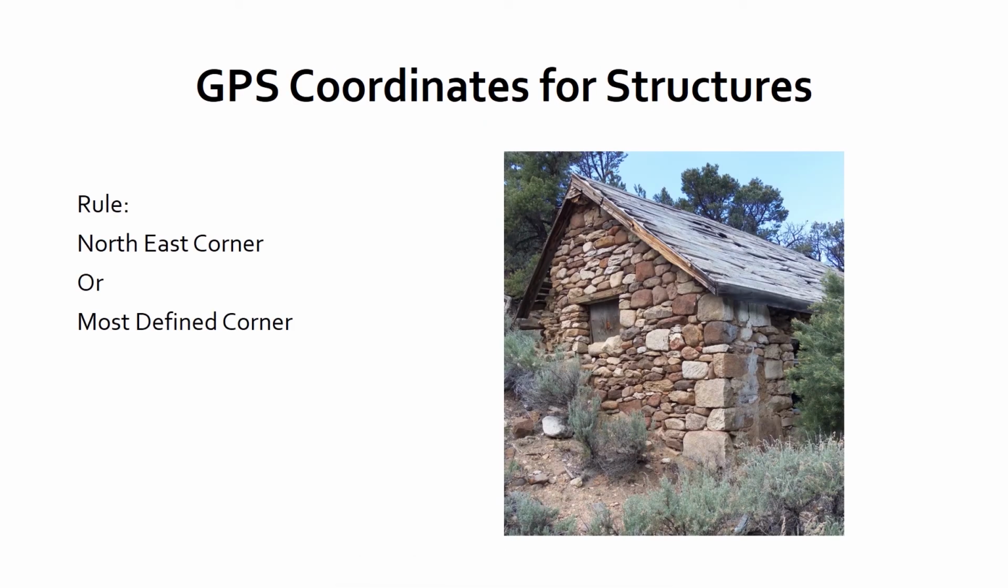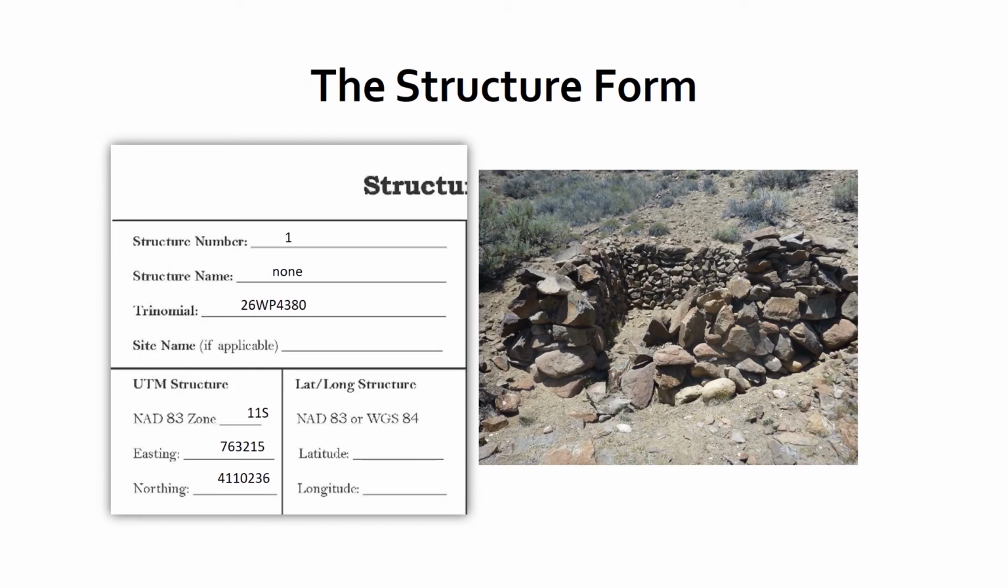What you're going to want to do is take a GPS coordinate, and if you have multiple structures, you want to take that coordinate from the same place on each structure. So the northeast corner or the most defined corner are a good way to do that. And structures, you're just going to number them. So this is structure number 1. We have no name for it, and that's our site number. And then that location information is the most well-defined corner, or it is the northwest corner.